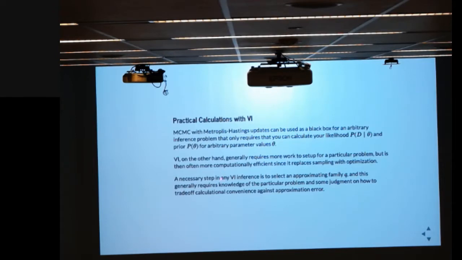And of course, to do any VI inference, you have to select that approximating family, and that requires you to know something about the problem, more than you need to know just to jump in to doing a Markov chain. And you need to use your judgment on how to trade off the calculational convenience. How easy is it to sample from that distribution? If you make your distribution really complicated, it's going to be hard to sample from. But also you need it to be complicated enough that you expect to get close in the KL sense to the true posterior.